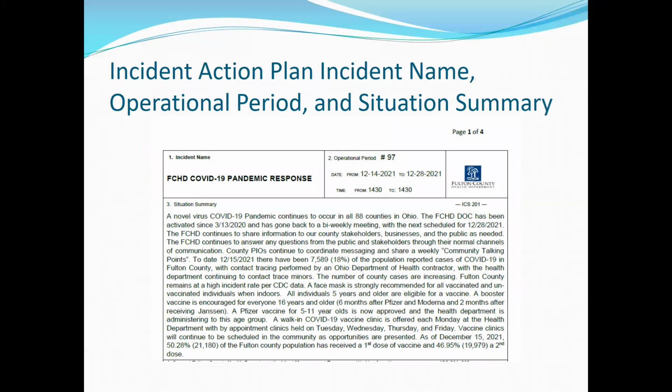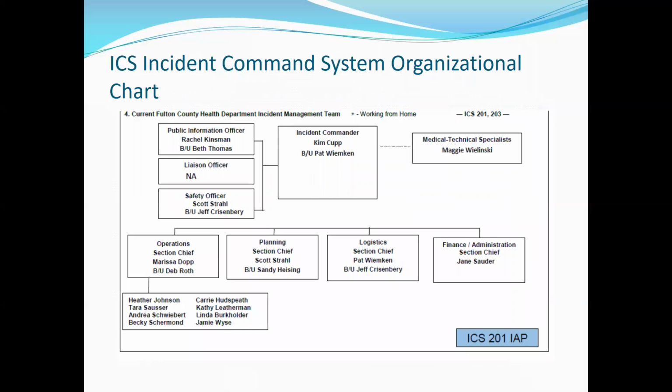The first part of the incident action plan has the name, operational period, date, and a situational summary. This one was from the 97th operational period in December of 2021. We were just using it for an example. Also, we have an organizational chart in our incident action plan. This identifies the key positions for the response and gives them the responsibility of each of the sections and each of the command and general staff.